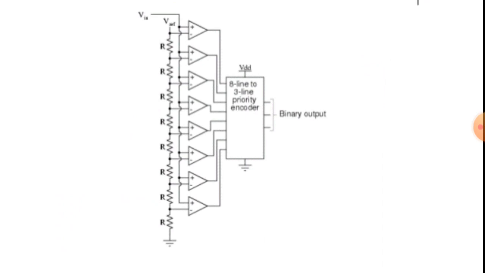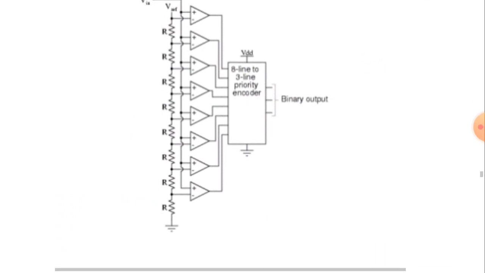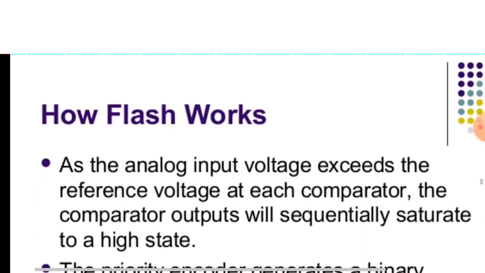So here the number of comparators is 8. So you can go through the 8 different reference levels. Then how will it work?